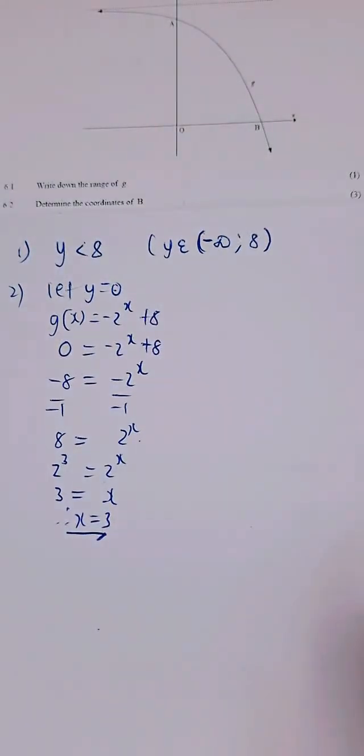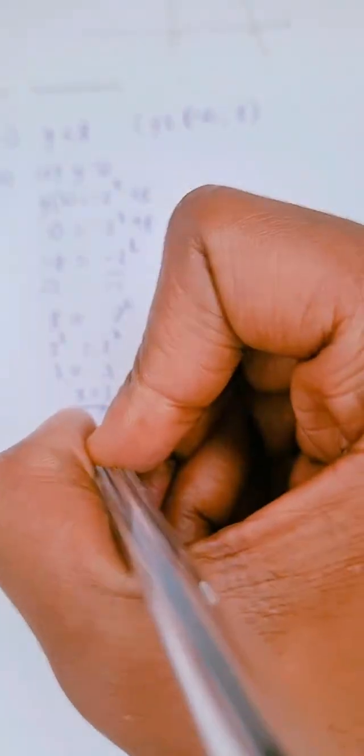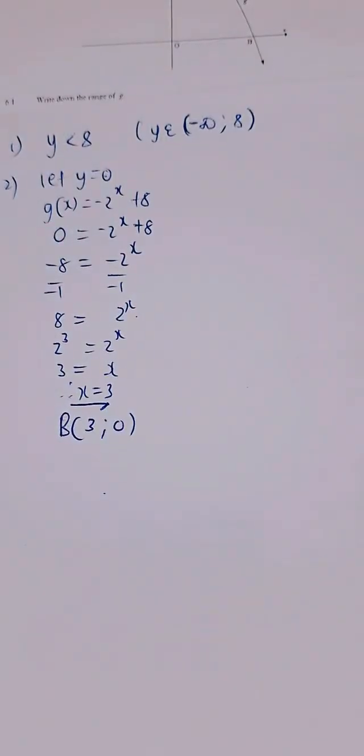What did they want? Determine the coordinates. So we can't leave the x-intercept as it is. B is equal to, when y was 0, x is definitely equal to 3. All right.